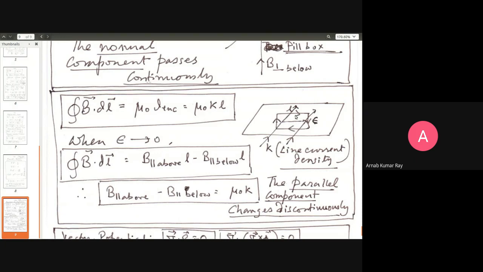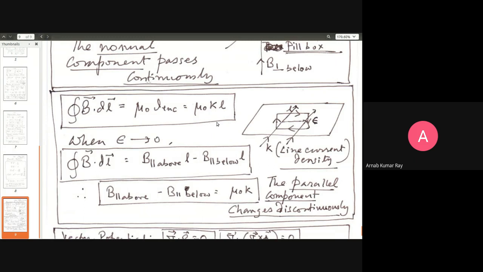So in a length L, this is the width L, the amount of current that will be contained is k into L. K is the amount of current per unit length, or you can even think of it as number of current lines per unit length. So if this length be L, then the amount of current will be k into L. And those current lines are passing through this loop. So this loop is enclosing KL amount of current. That is the I enclosed, line current density.